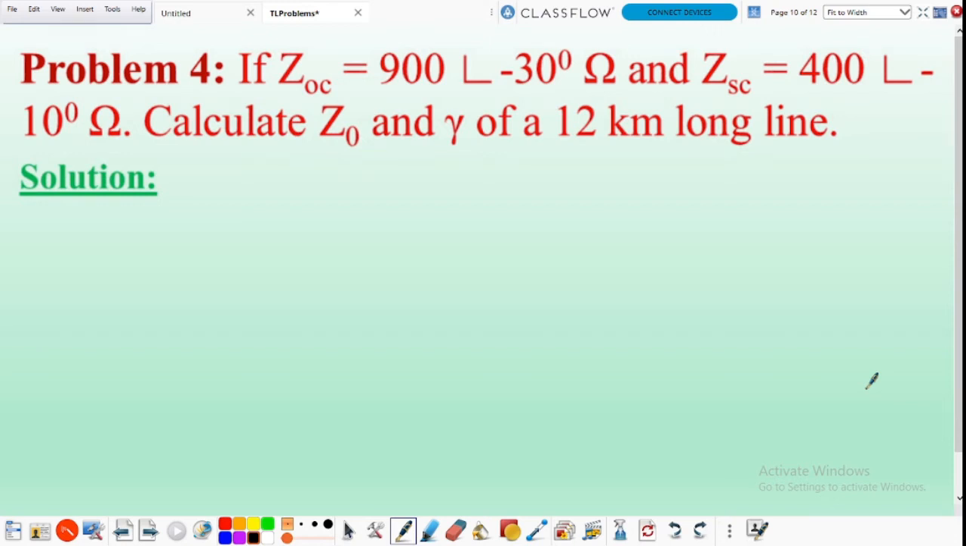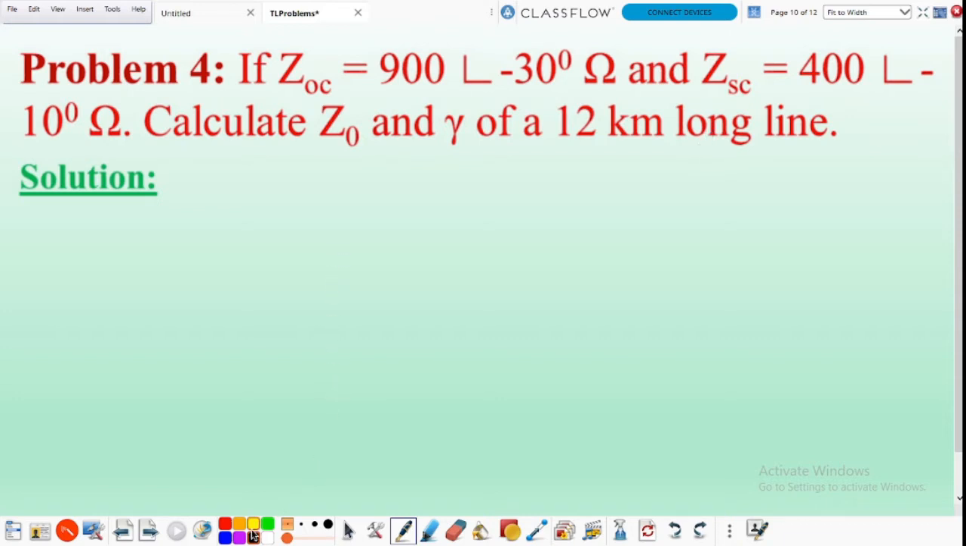Hi everyone. In this video, we are going to discuss another example of a transmission line. The given example is: if the open circuited impedance ZOC is 900 at an angle of minus 30 degrees ohms and the short circuited impedance ZSC is 400 at an angle of minus 10 degrees ohms, calculate the characteristic impedance Z0 and the propagation constant gamma of a 12 km long transmission line.